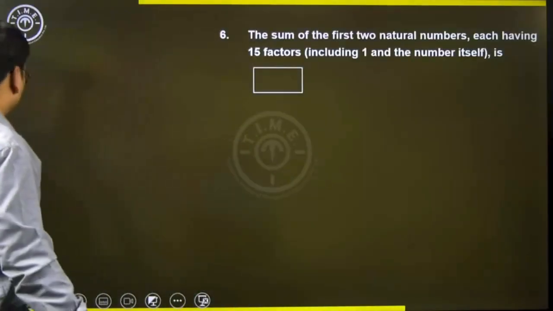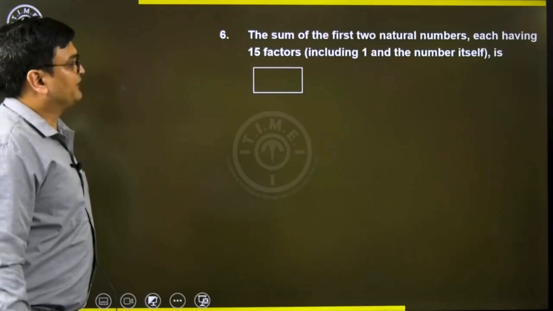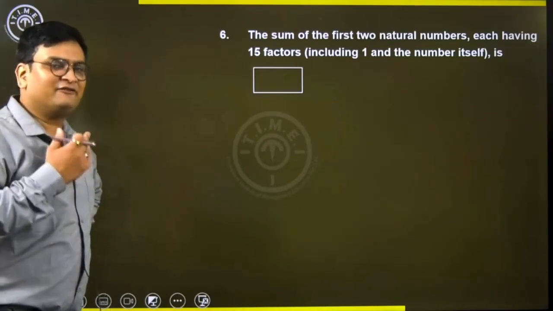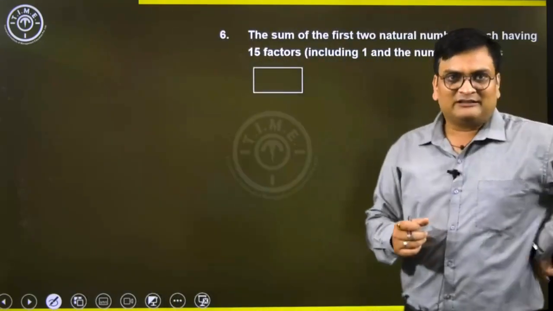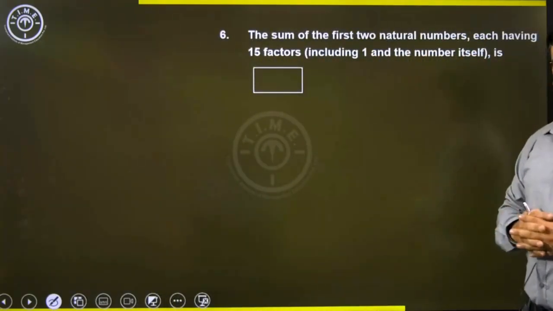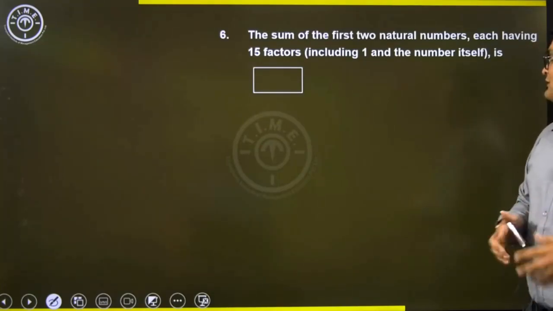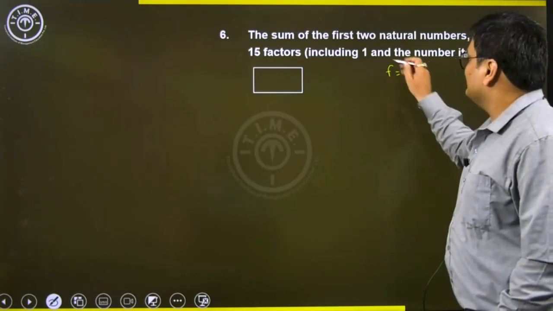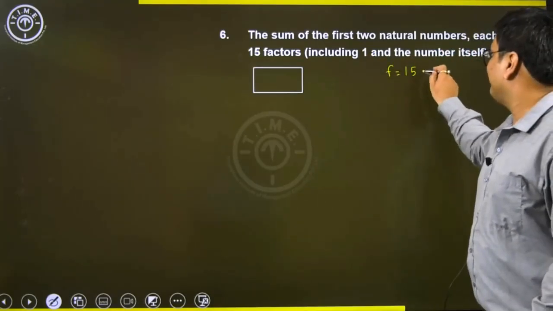Next one. Now if you look at the sixth one, the sum of the first two natural numbers, each having 15 factors including 1 and the number itself. So I want the first two natural numbers which will have 15 factors, the starting two. So for example, is it 6, is it 60, is it 600? We have to check. Now by the way, if your number of factors is 15, including 1 and the number itself, what is this 15 equal to? What is the formula for this?